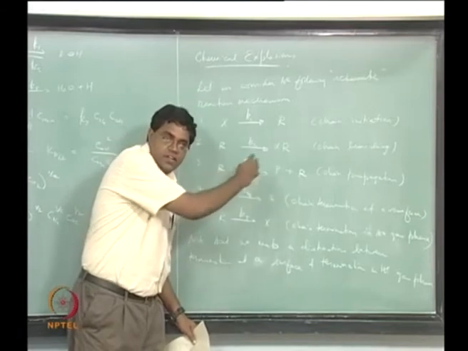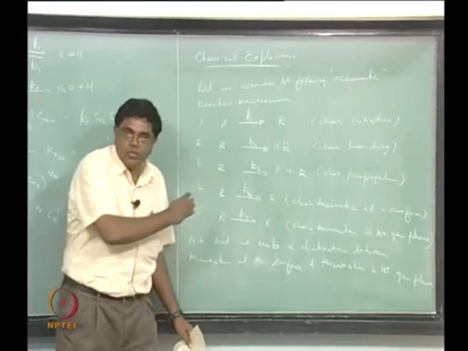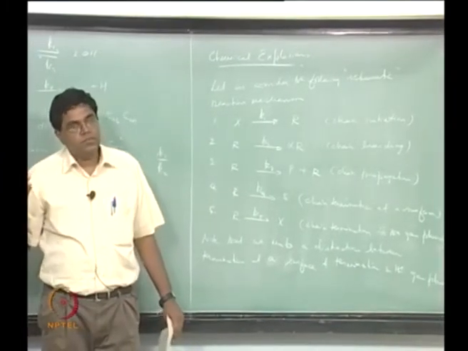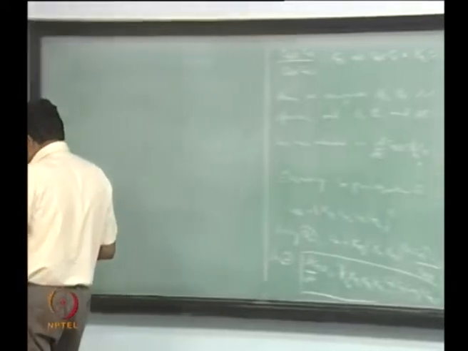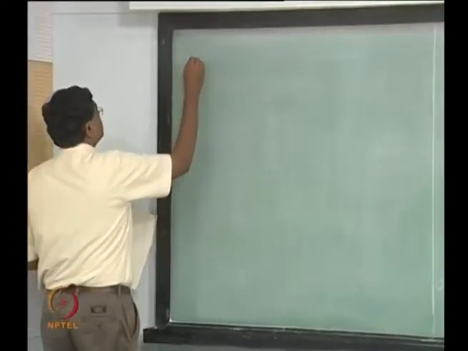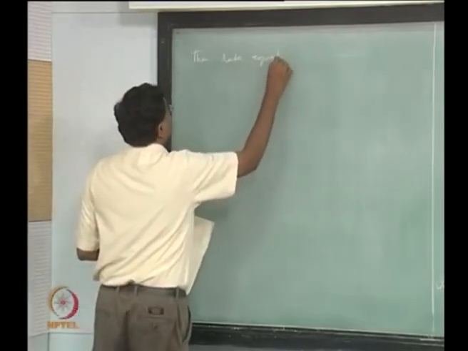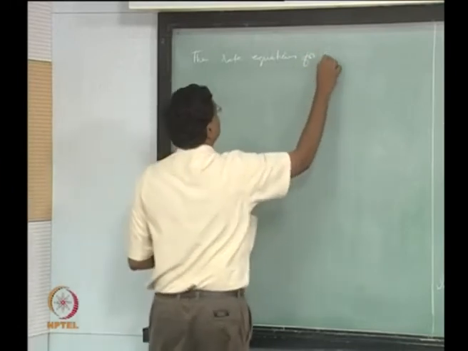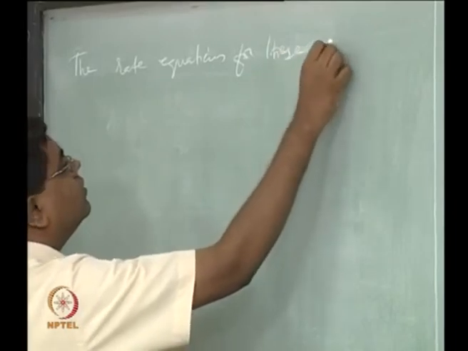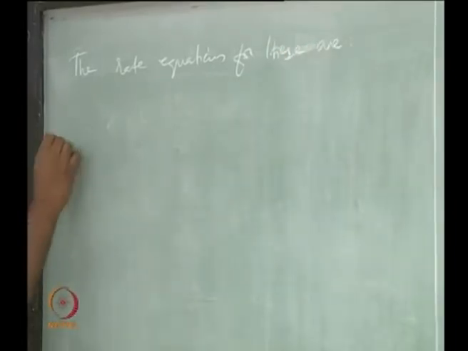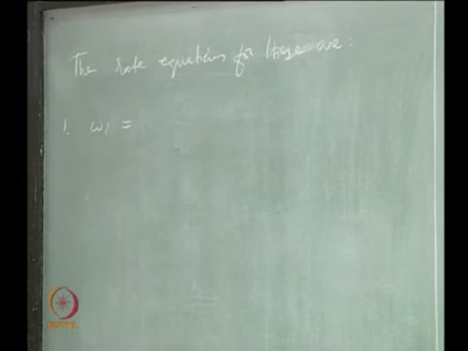Since they are hidden, we can't write rate equations exactly depending upon their concentrations. So we are going to write equations that are sort of functionally correct but not accurate. That's what we will end up doing. So let us say the first equation, the rate equations for these are, one, let us say we call this omega I for the chain initiation step.